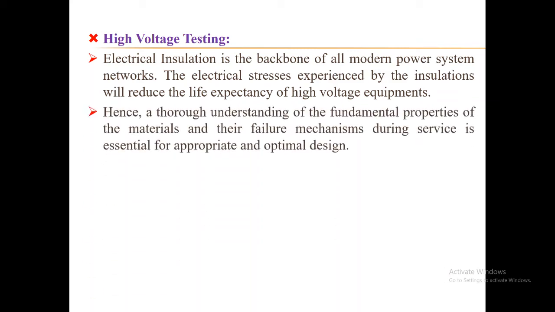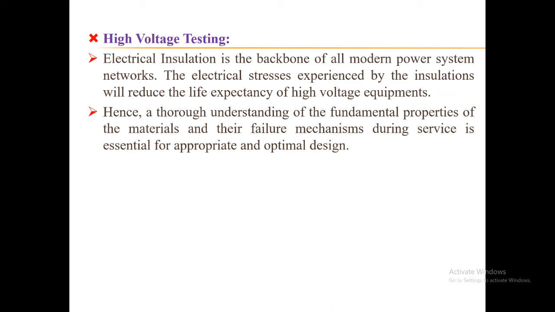So a thorough understanding of the fundamental properties of insulating material and its failure mechanisms during service is very essential for appropriate and optimal design. Ideally, by conducting high voltage testing over the insulating materials or over the high voltage equipments, the insulation engineer or the electrical engineer can come to know about its quality and what sort of modification the insulating material needs to obtain very good performance.